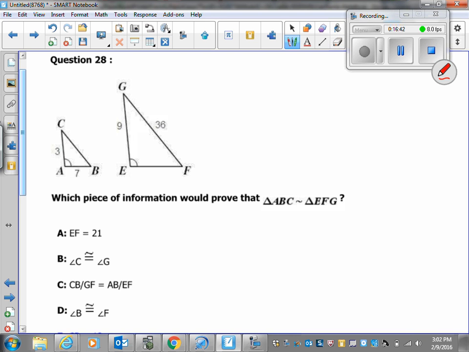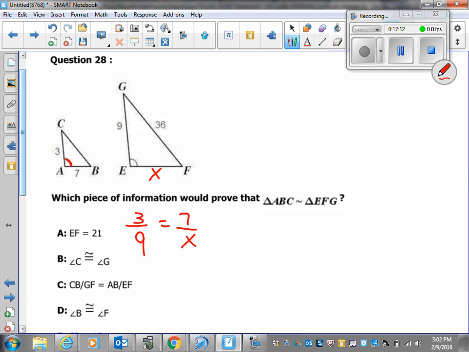Well, they say C and G are congruent. That can also be a piece of information that would prove the two triangles are similar. So B can also be used because B is congruent to F. I can also use that. All right, so this is the question that I feel like it can be A, it can be B, or it can be, oh, it's multi-select. I think so, right? Because if it has E, yeah, it's multi-select.